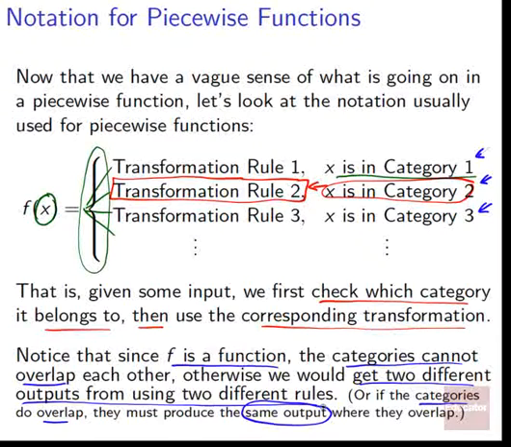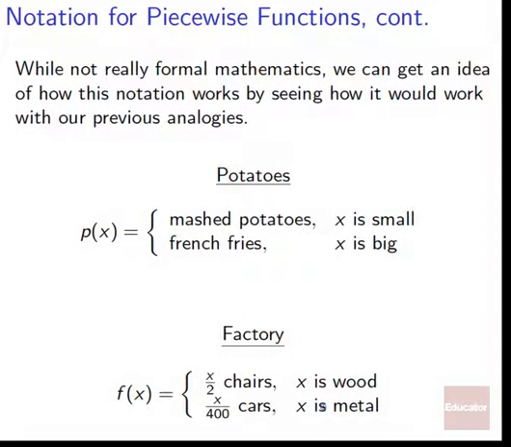All right, let's start looking at some examples to help us get a sense of how to use this notation. So this isn't really formal mathematics, but we can get an idea of how this notation works by seeing how it would work on those previous analogies. So first off, our potatoes analogy. Potatoes as input. So how does our potato function work on input? If we plug in x, the first thing we do is we see, oh, okay, is x small? If x is small, then we turn it into mashed potatoes. If x is big, then we turn it into French fries. So we plug in our potato x, and then we see which category x belongs to.